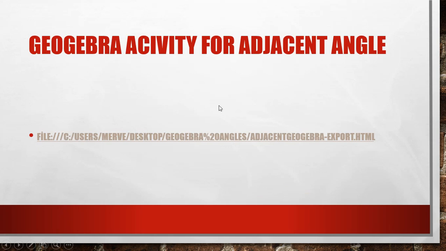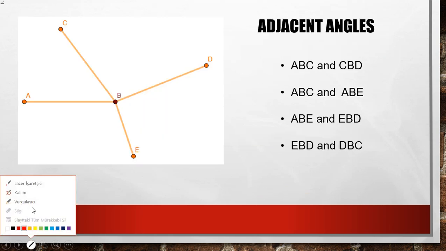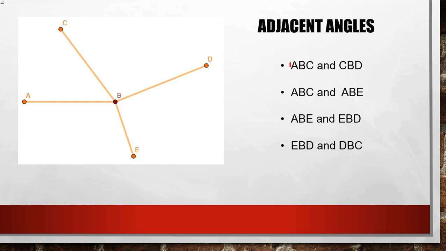Let's continue with the example. Let's show the adjacent angles in the picture. The angle ABC and the angle CBD. These two angles are adjacent because they have a common vertex B and they have a common ray BC.